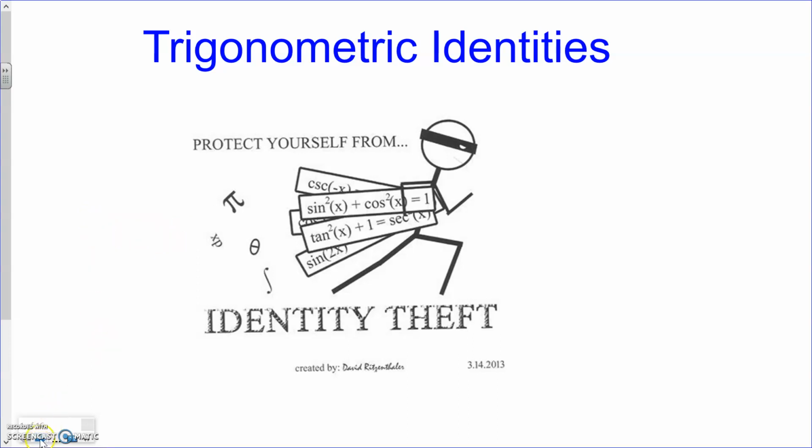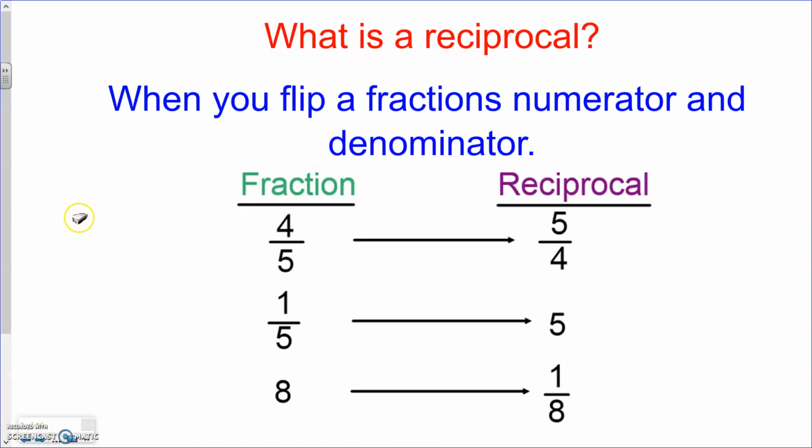Okay, but first, kind of review, what is a reciprocal? When you flip a fraction's numerator and denominator, hopefully this is review for you. If you have a fraction 4 over 5, the reciprocal is 5 over 4. If you have something like 1 over 5, it becomes 5 over 1, or just plain old 5. Same thing goes if you have 8 or 8 over 1, the reciprocal would be 1 over 8.